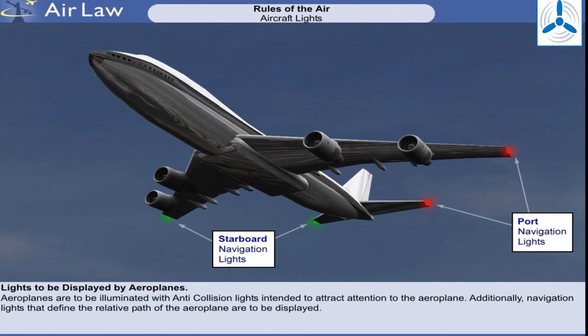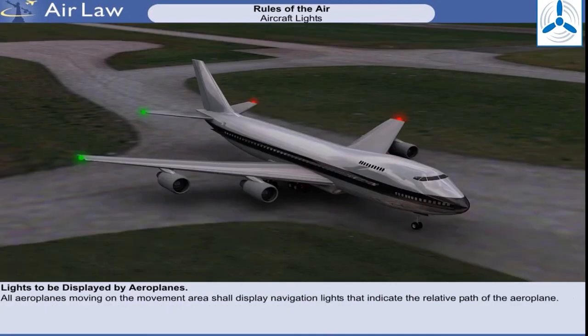Additionally, navigation lights that define the relative path of the aeroplane are to be displayed. No other light can be shown if it is likely to be mistaken for these lights. If aeroplanes have anti-collision lights fitted, they should be on by day as well. Aeroplanes should not land specifically for the purpose of repairing broken anti-collision lights.